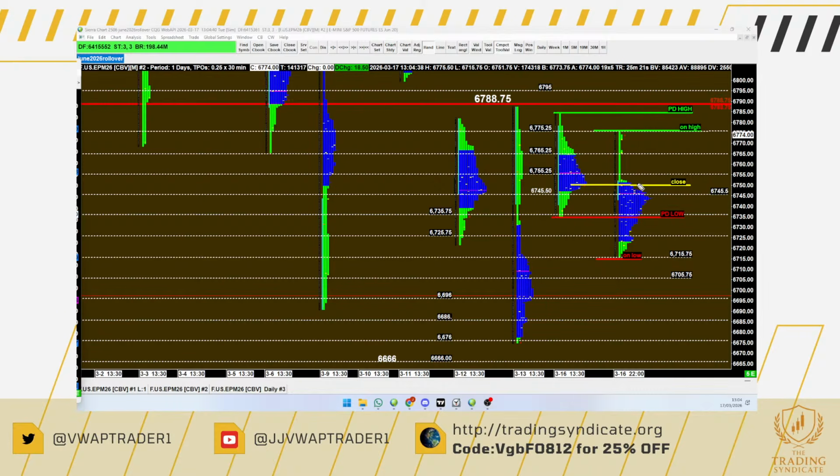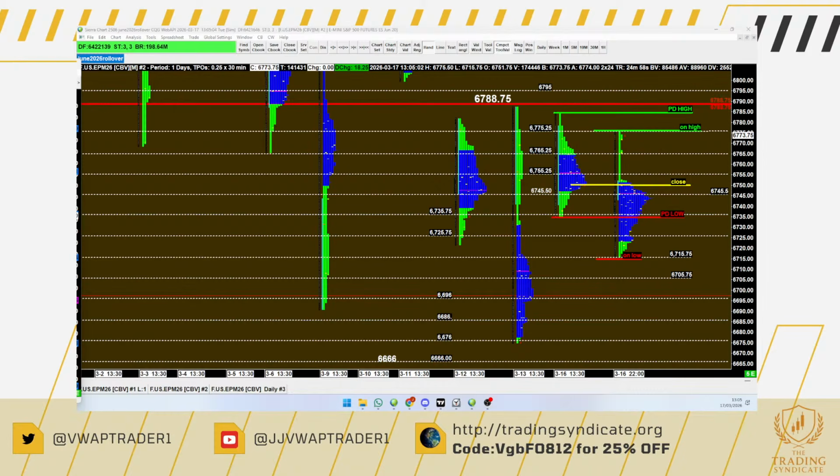So if you're a short seller and you're looking for a short, you're looking to come back to cost basis, which is under 67.50. If we take out yesterday's high, we're going to try and sell it up here at 67.95, 6,800.